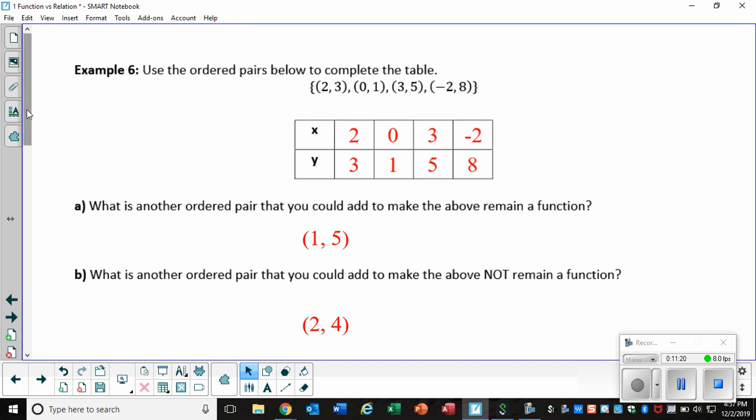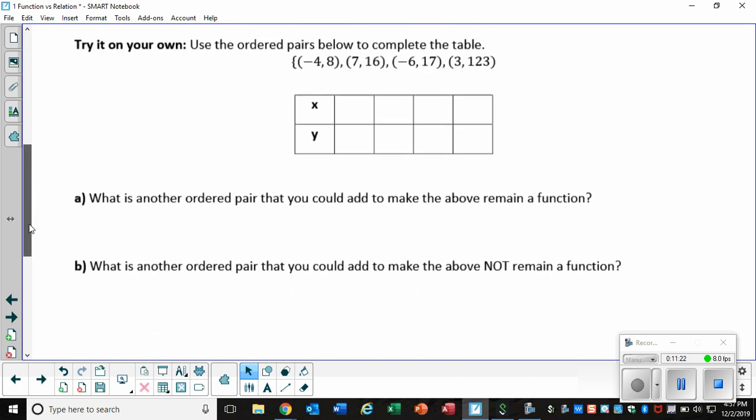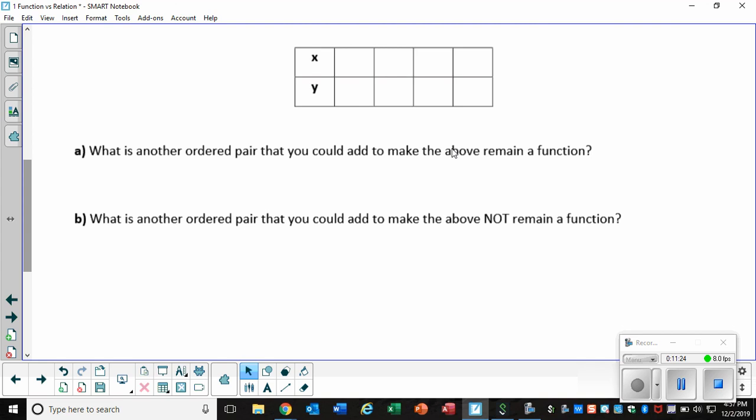So that would make it not a function. Okay? And you guys are going to try this one on your own. Okay? Give these ordered pairs a try.